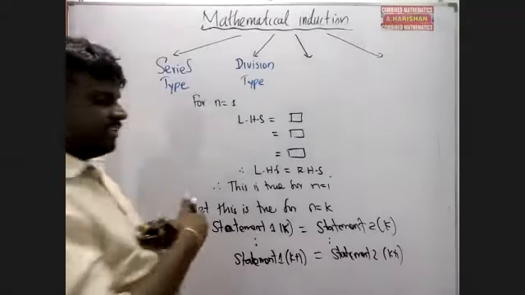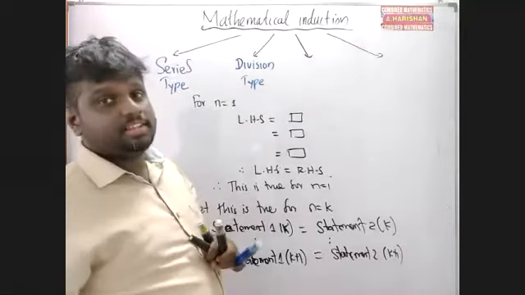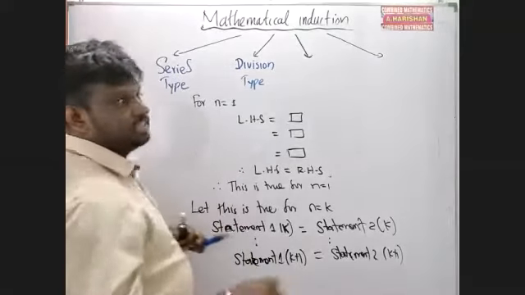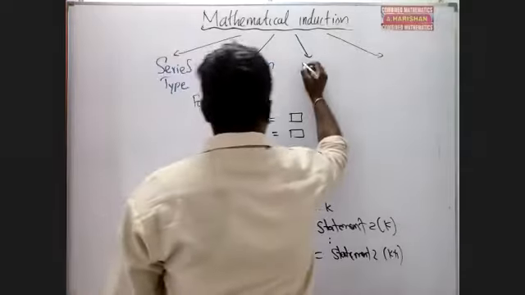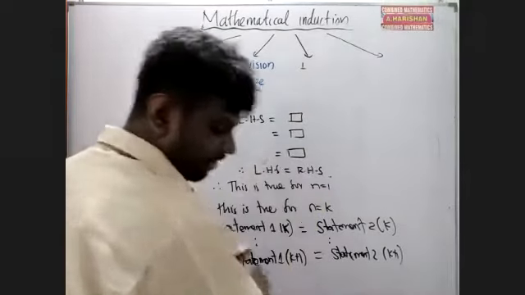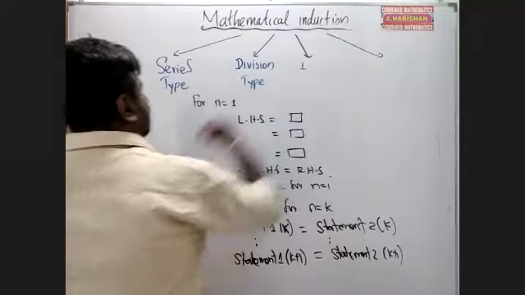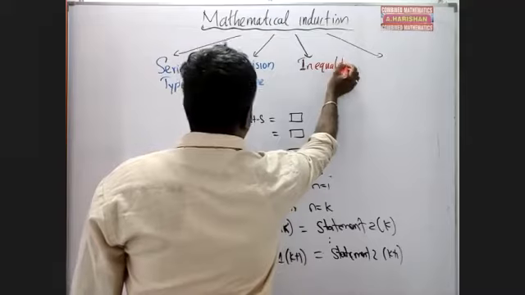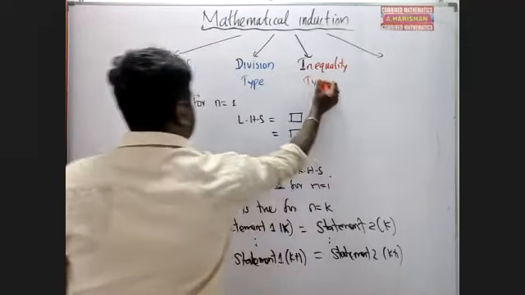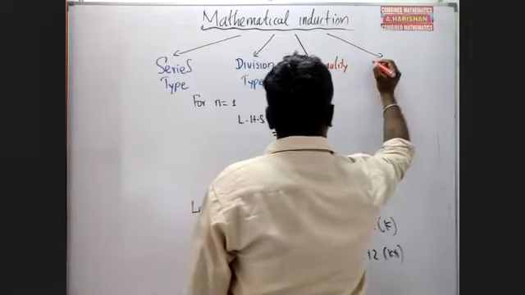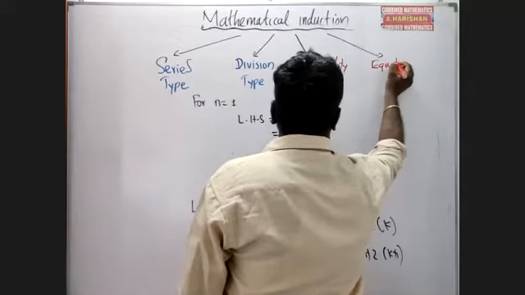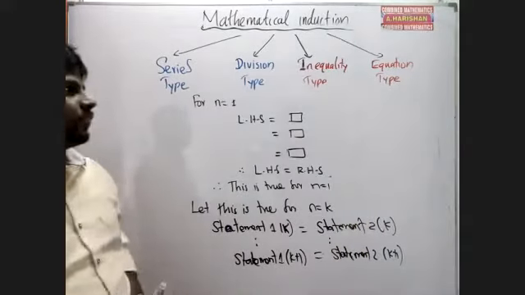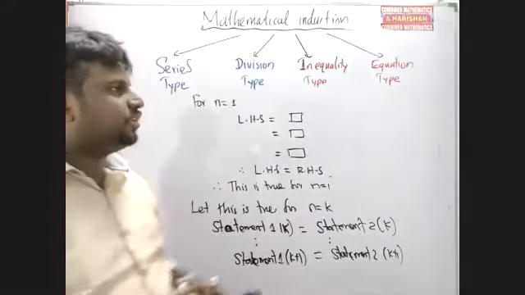Okay, but there are another two types that we had in past papers. That is, in 2002 and 2003, the inequality type. So I put it in red because they may put inequality type. And finally, there is the equation type. Okay, so when we go through the questions, we will learn.